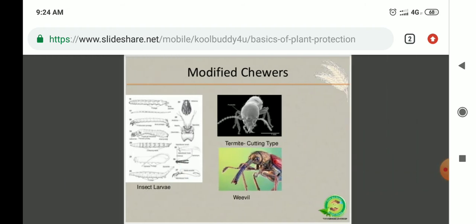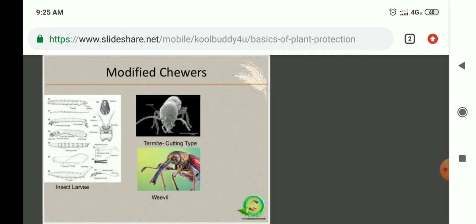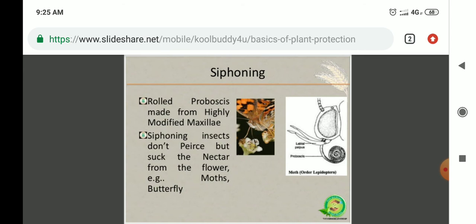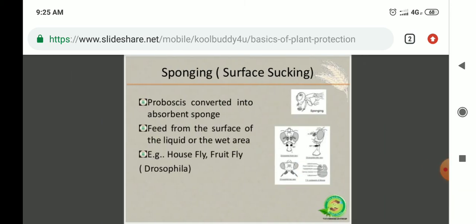Next are the modified chewers. Firstly, insect larvae. Second is the termite cutting type, and last one is the weevil. These are the modified chewers. Next one is the siphoning type. It has a rolled proboscis made from highly modified maxillae. Siphoning insects don't pierce but suck the nectar from the flowers. Examples of siphoning are moths and butterflies.